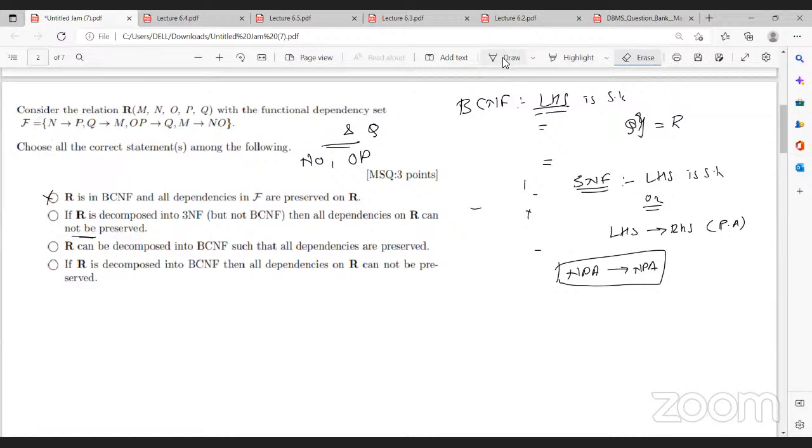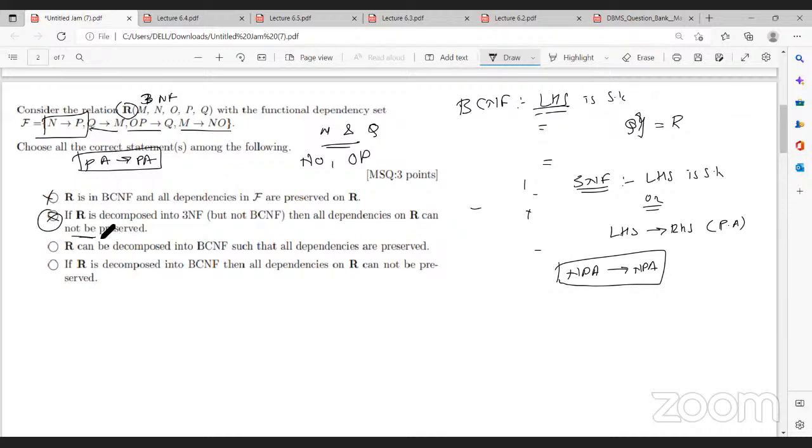This is my super key, this is also my super key, and OP is also my super key, right? So this N determining P, it is validating my 3NF condition. Both are prime attributes, right? Yes, it is not validating my BCNF condition, right? So this relation is already in 3NF, right? So this is also not correct because all the dependencies are preserved here.